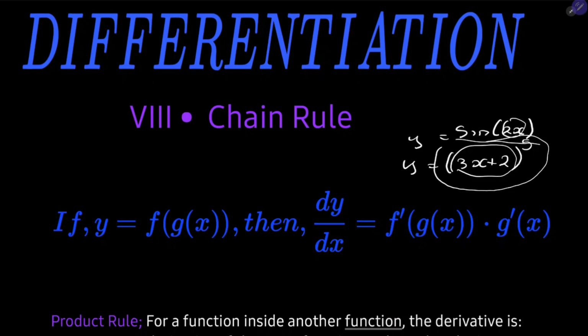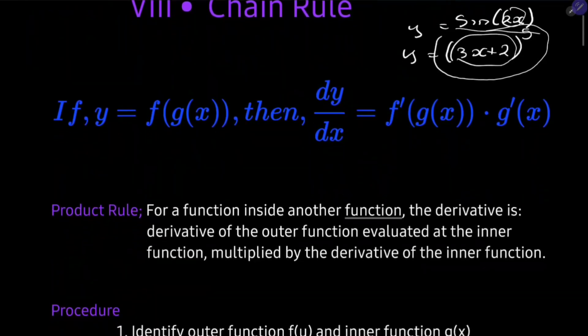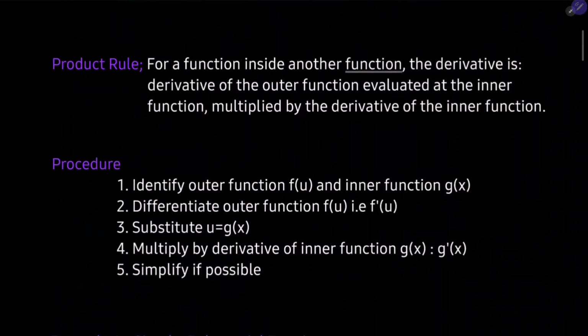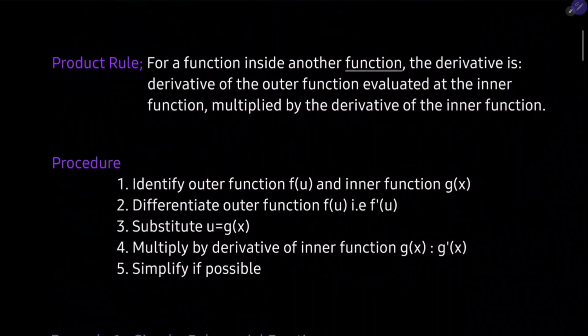So first of all, what does this chain rule say? For a function inside another function, the derivative is the derivative of the outer function evaluated at the inner function, multiplied by the derivative of the inner function. So in order to facilitate the application of this method, we can establish 5 simple rules to follow.